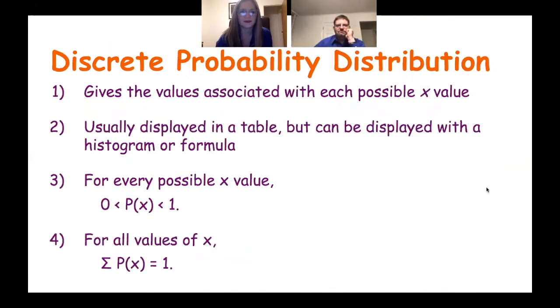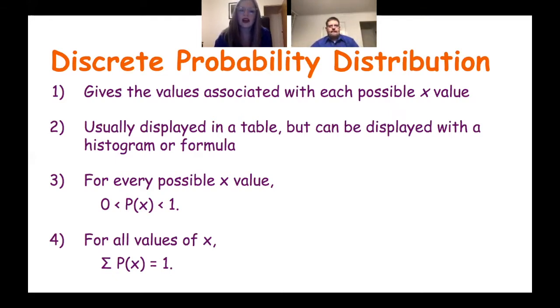Okay, so a discrete probability distribution. What does distribution mean? It's how things are spread out. When we did the coin flips, I would want to figure out the probability of getting 0 heads, the probability of getting 1 head, 2, or 3. So I could make a graph of those probabilities, and that's what we're talking about.